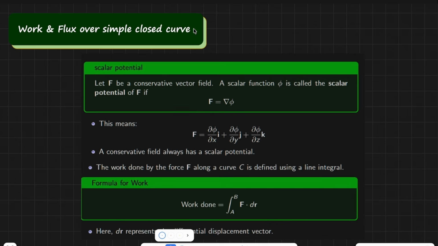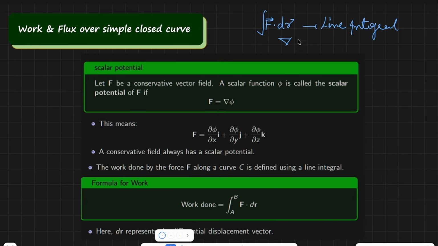Okay, now let's start the topic, that is work and flux over the simple closed curve. First of all, what do you mean by the work? Work is basically force into displacement, f dot dr. If I take the integration of this, that is work. Whatever we solved in the previous questions is all related to work. Now, to find out the work, there is a concept: if your f is a conservative field. I'm going to explain the proper flow of the work done and the flux. This is called line integral. Let's say if you have a line integral, and whatever your f is, that is a special f.